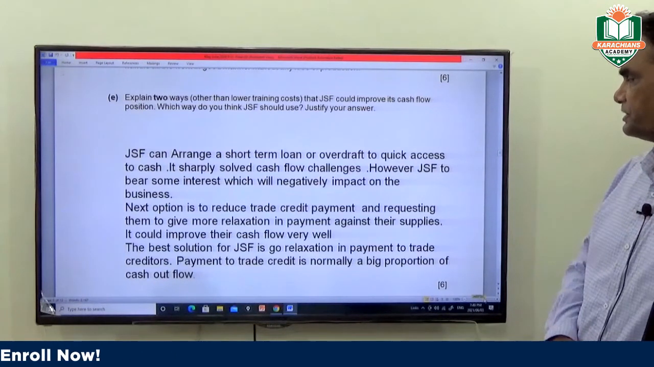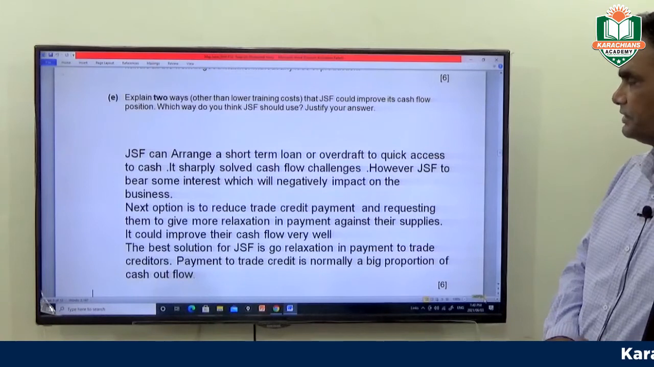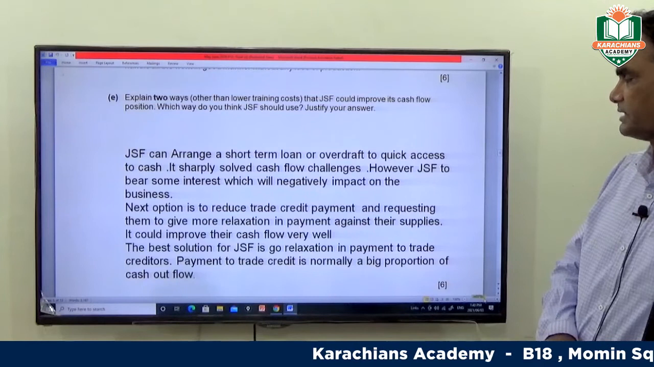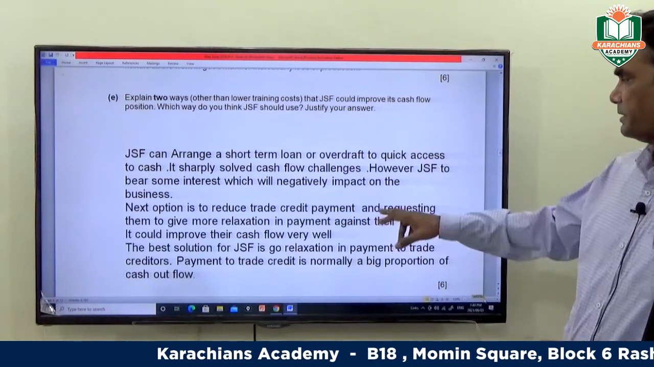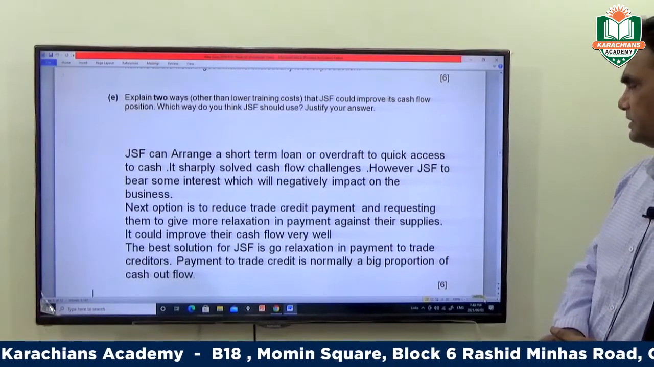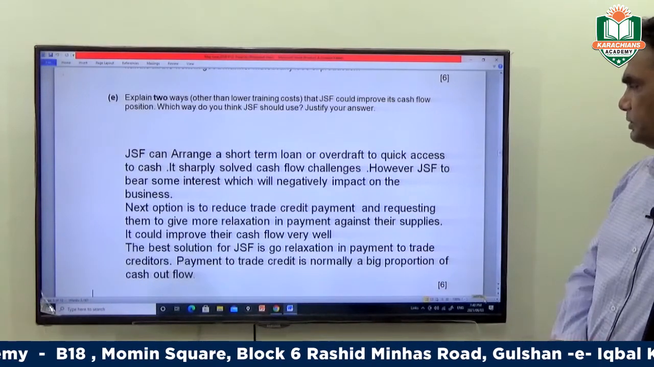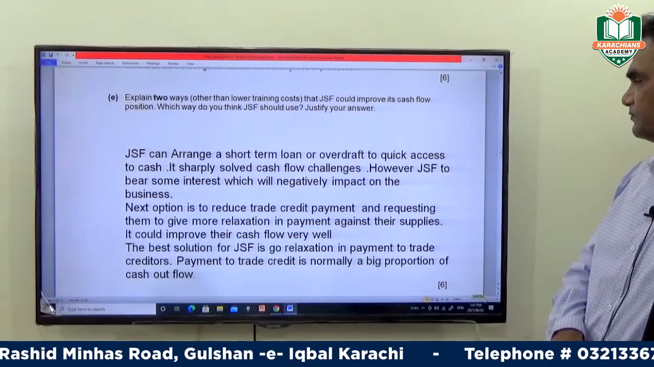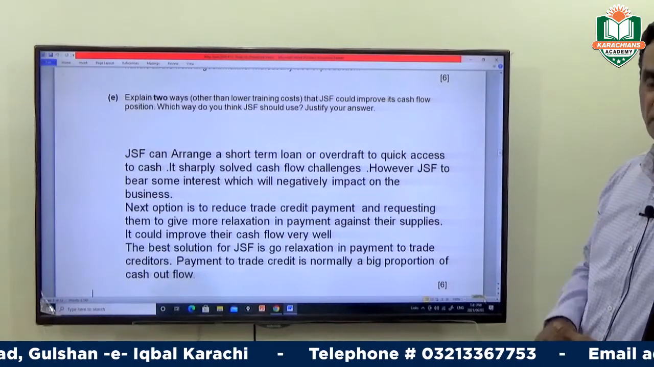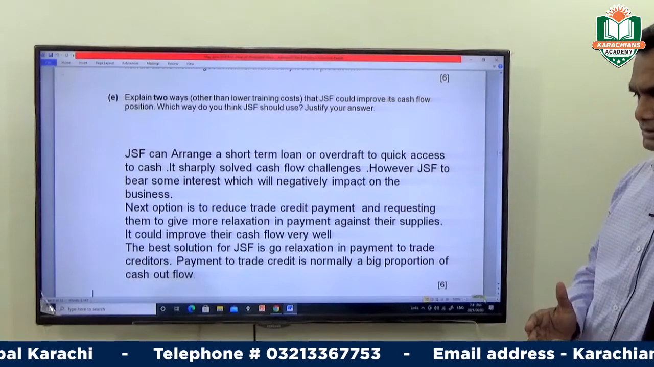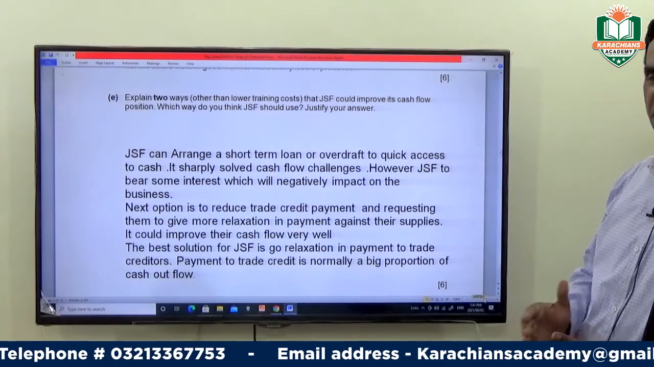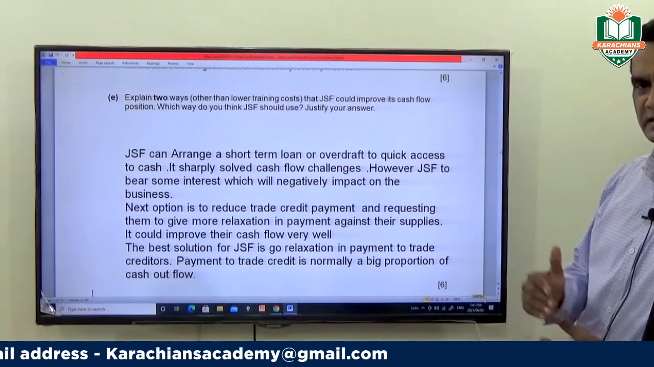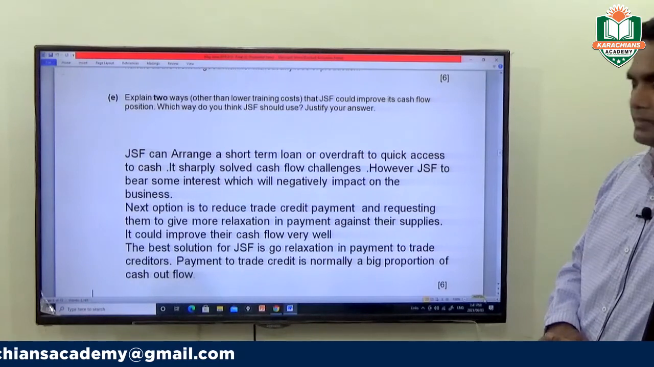Next option is to delay trade credit payment, requesting suppliers to give more relaxation in payment against their supplies. It could improve their cash flow very well. The best solution for JSF is to get relaxation in payment to trade creditors. Payment to trade creditors is normally a big portion of cash outflow, because most of our cash outflow goes to payment to our creditors. If we get good relaxation from our creditors, then we can easily manage our cash outflow.